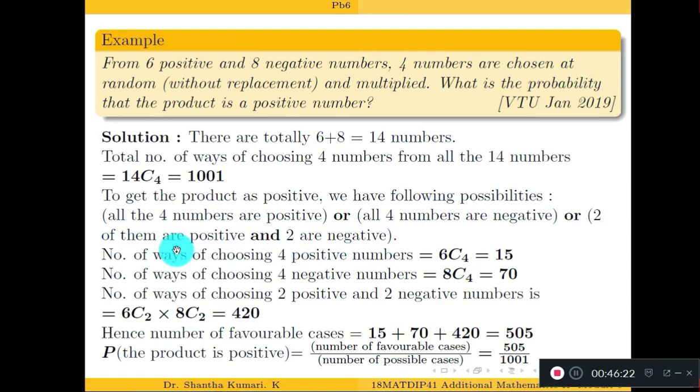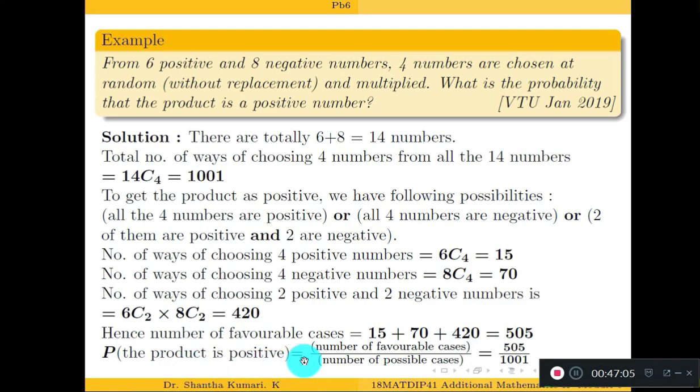Next possibility, 2 of them are positive and 2 are negative. And means we multiply. 2 are positive. Totally how many positive are there? 6. Out of 6 select 2, and 2 are negative: out of 8 negative select 2. 6C2 into 8C2. Use the calculator and calculate this. You get the answer 420. Now either this possibility or this possibility or this possibility. Or means we add all the possibilities. So favorable cases are 15 plus 70 plus 420. You get 505.